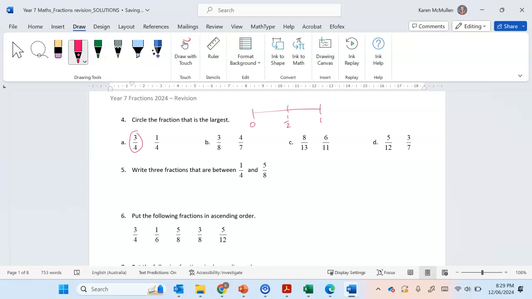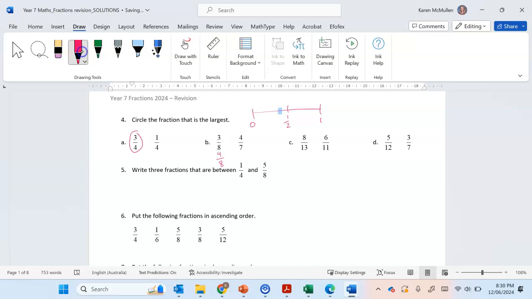Now 3/8 is less than a half, because if I write a half as a fraction over 8, it's 4/8. All right, and 3/8 is clearly smaller. So we're going to be on this side of the half.